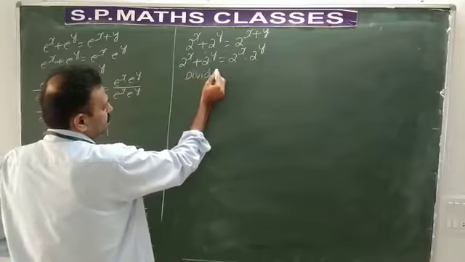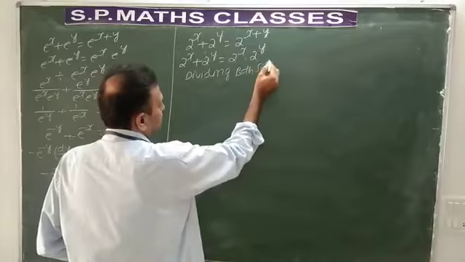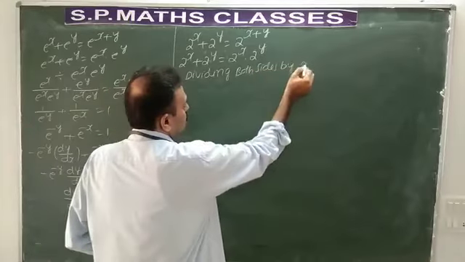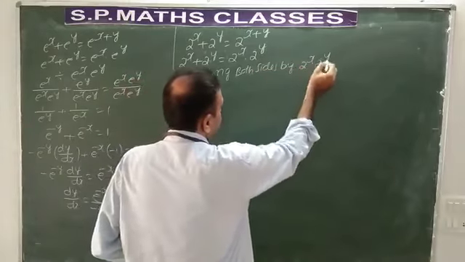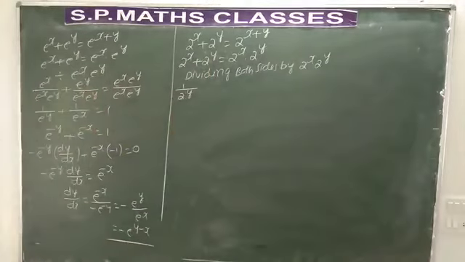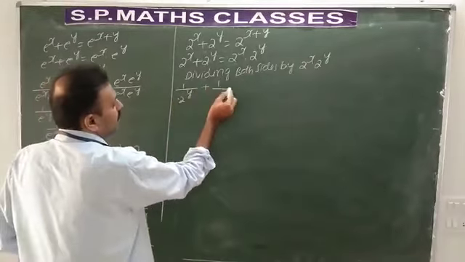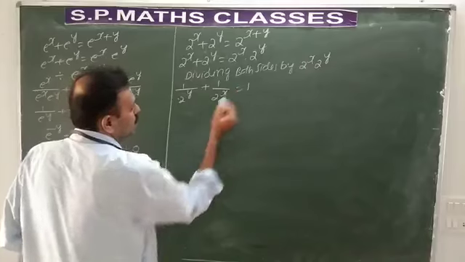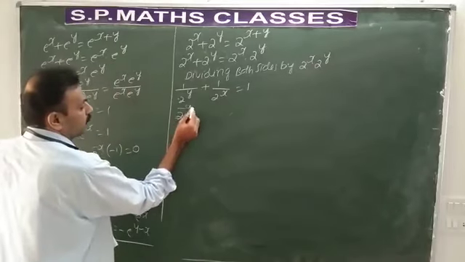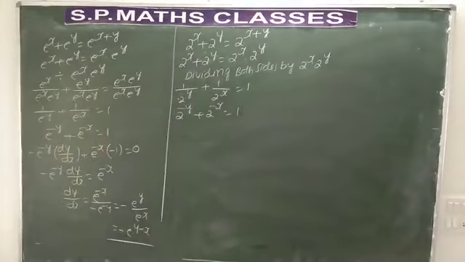Dividing both sides by 2 power x into 2 power y. What happens? Similar to the previous problem, 1 divided by 2 power y plus 1 divided by 2 power x is equal to 1. 2 power minus y plus 2 power minus x is equal to 1. So this is the simplest form in which the problem is.